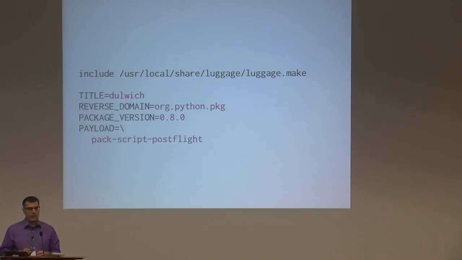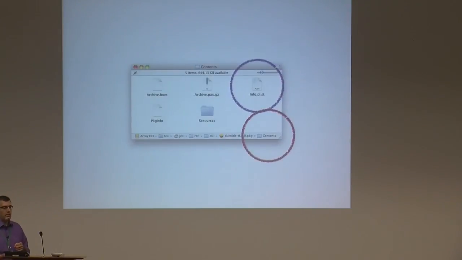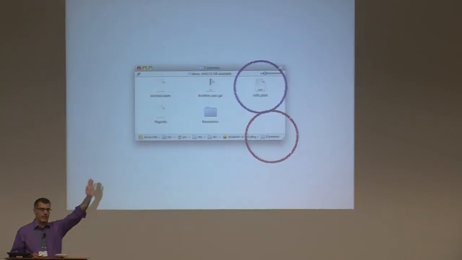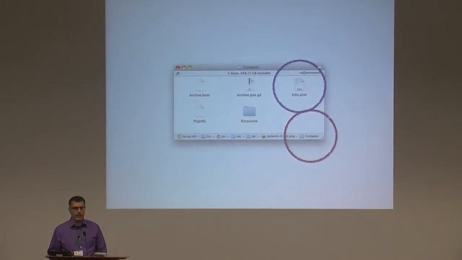Behind the scenes, though, Luggage will insert these variables into the Info.plist file in the package bundle. So who has looked at an Info.plist file before? There's a lot of hands here. Yeah. These buggers are all over Mac OS X, aren't they?